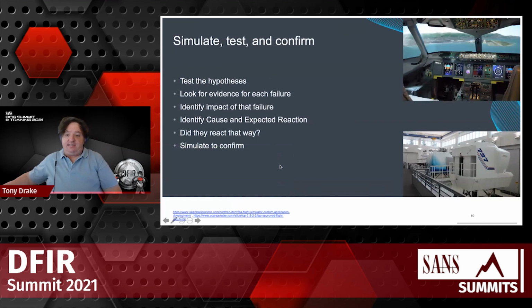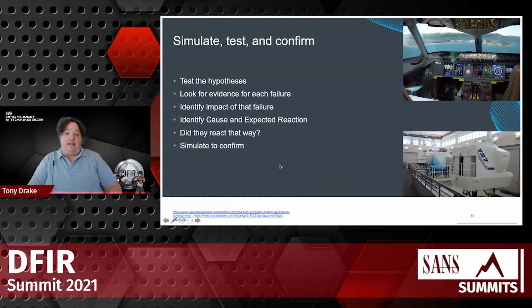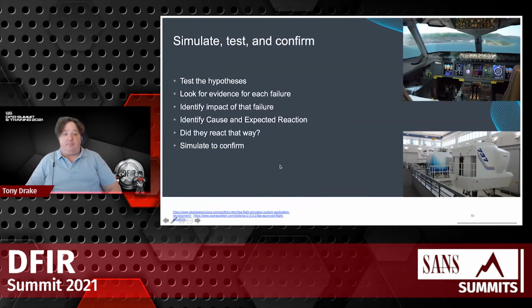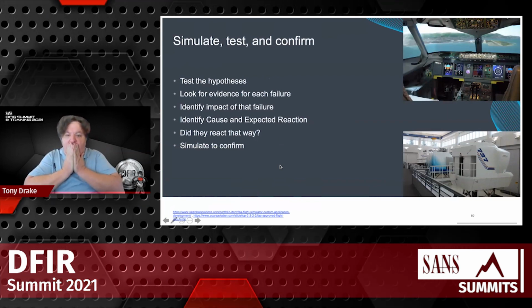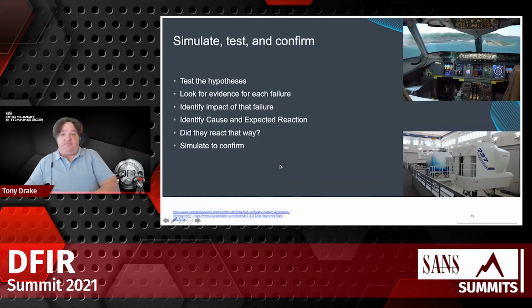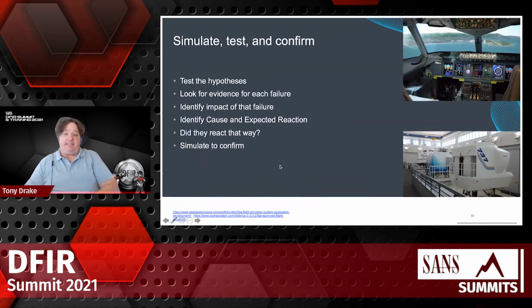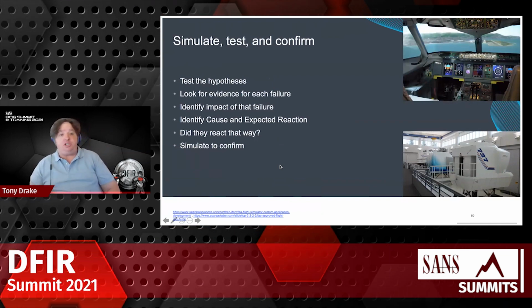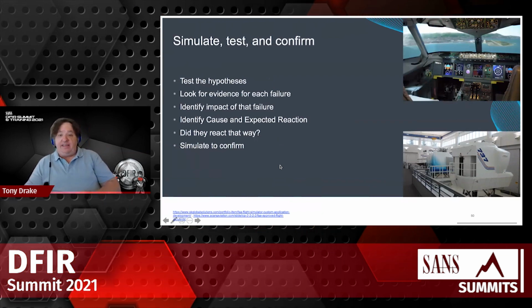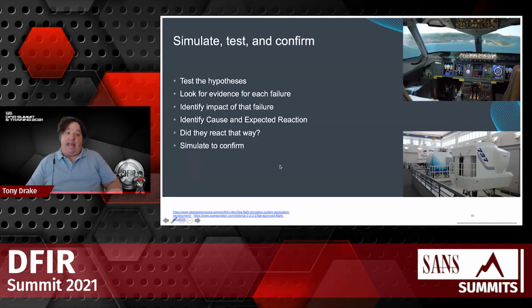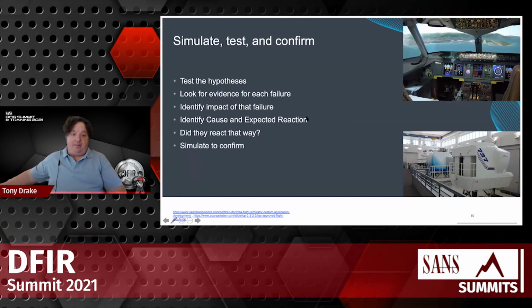The next step is to test this out. And a lot of times they take the black box data and what they've learned and they go to the simulator. The idea is to look for the evidence of each failure in the simulator and see how people reacted versus how they should have reacted. And if the way that they reacted contributed directly to the plane ending in the state in which it ended.